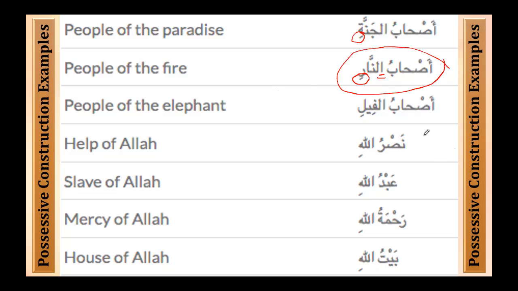People of the fire. Ashabul fili, people of the elephant. Nasrullahi. So this is a definite. It is not any kind of help. It is definite. Even though it doesn't have al in front of it, it is definite. We're talking about specific help of Allah. Okay, so this is definite. It doesn't have the al, but by its position, it is definite because of Allah is definite. So this is in majroor status.